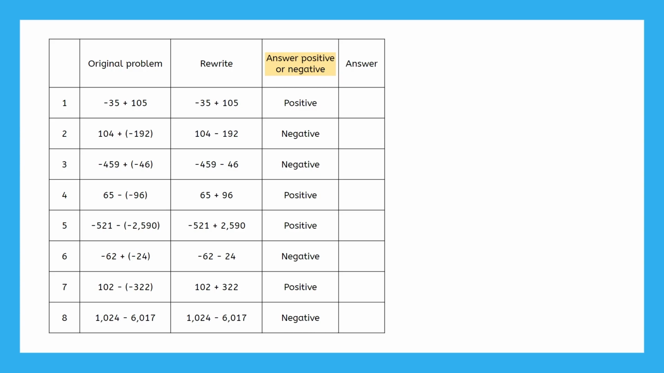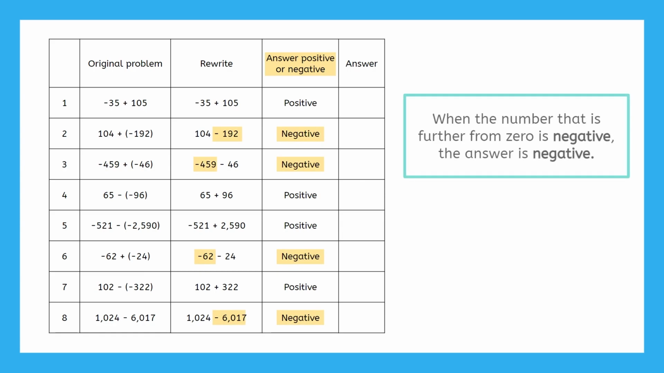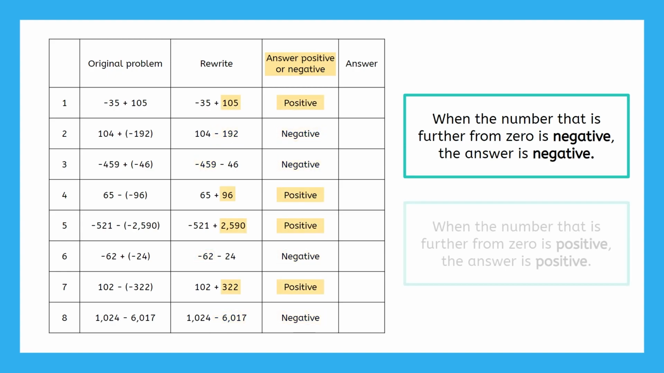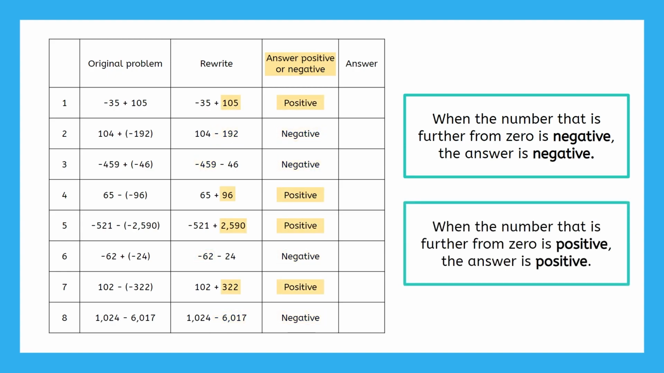Let's look for some patterns. Notice for both addition and subtraction, when the number that is further from 0 is negative, the answer is negative. When the number that is further from 0 is positive, the answer is positive. Now, what about that final answer? Let's use the number line a few more times to help us figure out what's going on.